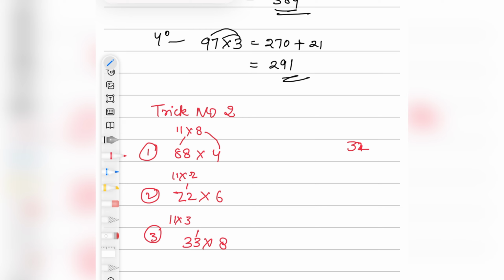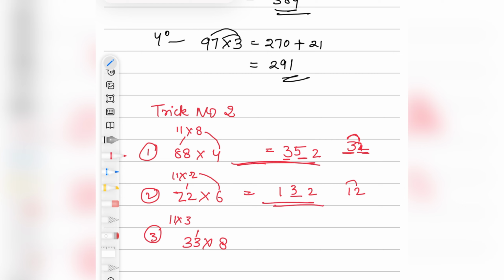Now, put this 3 over here and this 2 over here, and in the middle, add these two terms. 3 plus 2 is 5. So your answer over here is 352. Now, for this number 22 into 6, multiply 2 into 6, that is 12. Put 1 here, 2 here, and in the middle, add these two terms, that is 3. So 132 is the answer.